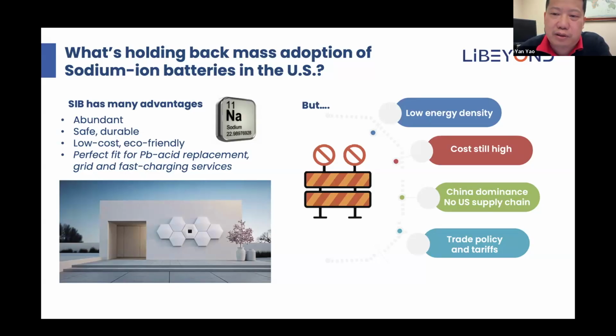However, traditionally, current sodium batteries have low energy densities. For the same reason, the costs are relatively high, at about $1 per watt-hour. Also, currently China dominates the supply chain, and there's no domestic U.S. supply chain, so all the cathode, anode, and electrolyte have to be synthesized or imported. Also, trade policy and tariffs make it further challenging for domestic sodium-ion production.